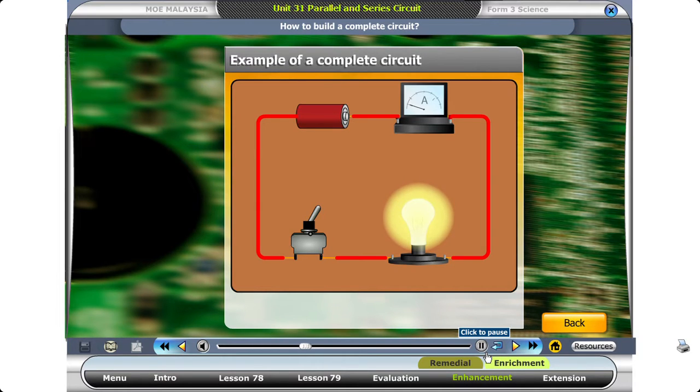A complete circuit is built by connecting the electrical source and electrical components with connecting wires, so that there is a path for electricity to flow through. The figure shows an example of a complete circuit.